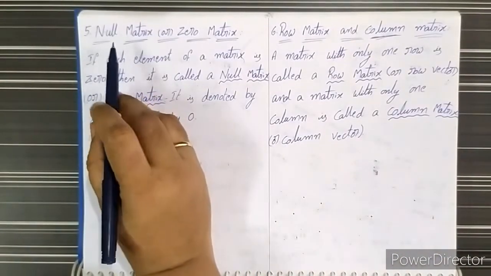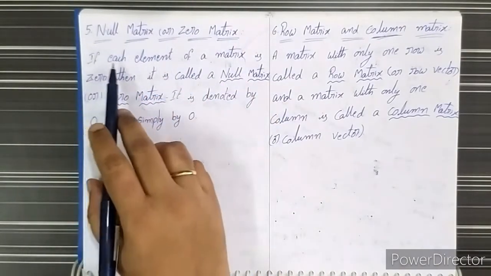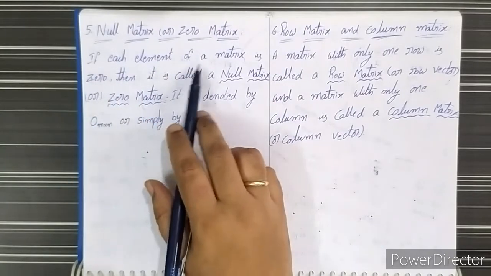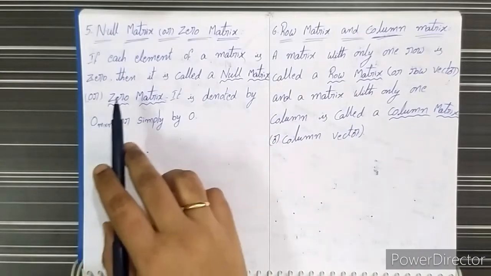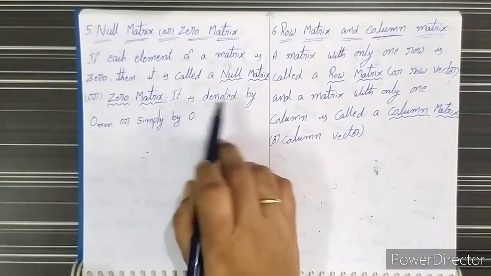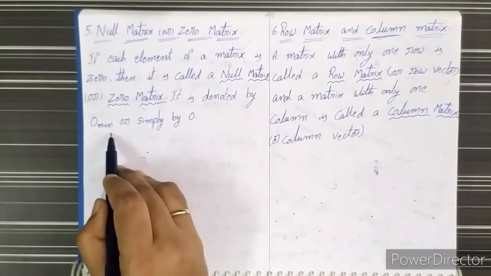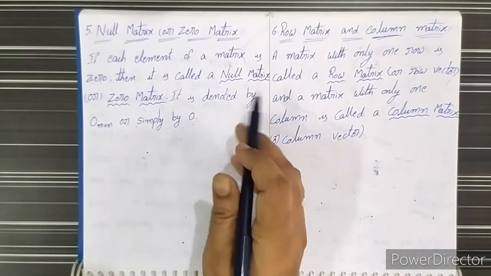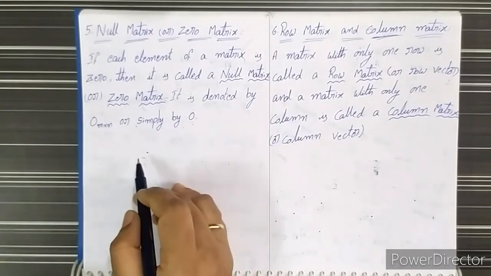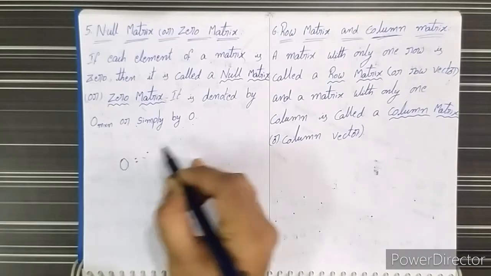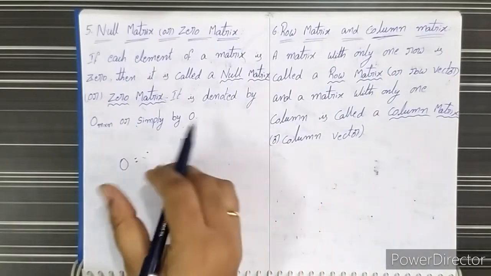Next, the fifth type is null matrix or zero matrix. The definition is: if each element of a matrix is 0, then it is called a null matrix or zero matrix, and it is denoted by the letter O of order m by n, or simply by O. Null matrix means nothing but all the elements in a matrix are equal to 0.